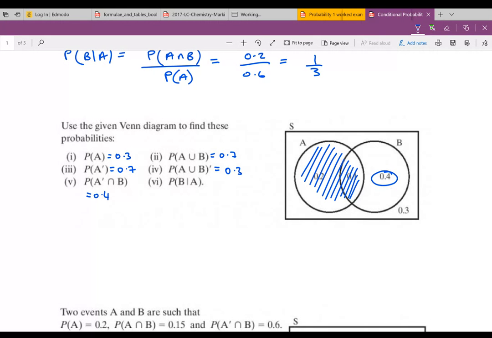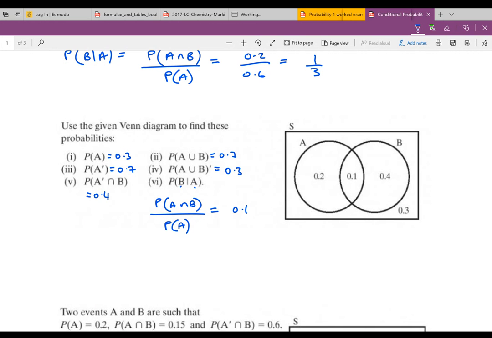And finally, the probability of B given that A has already happened. Apologies, given that A has already happened. So the probability of B, given that A has happened. A is the one that happened, so it's on the bottom line. So 0.1 divided by 0.3, which is 1/3.